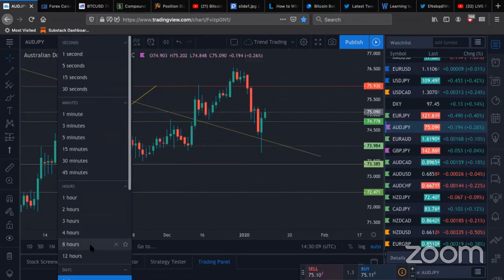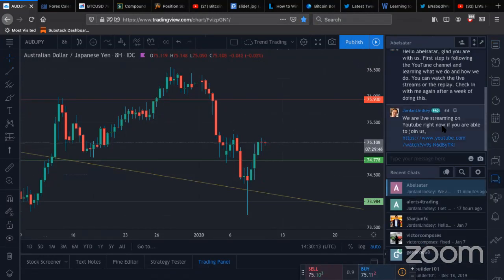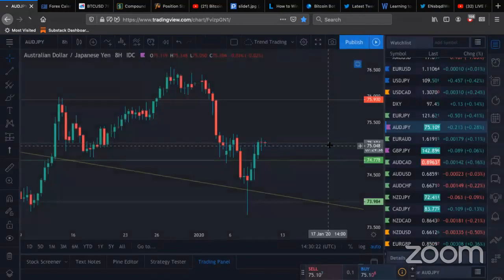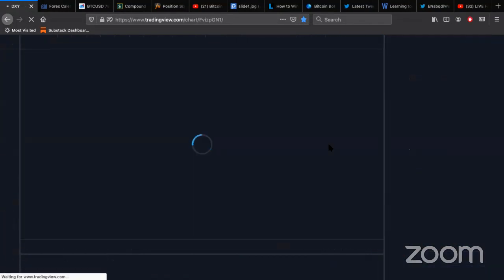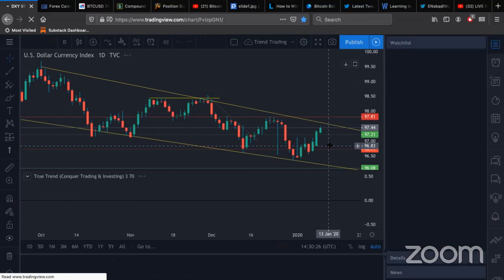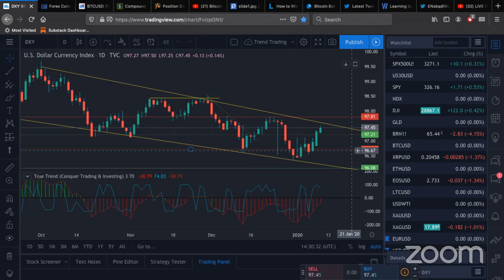So, King, that doesn't come through yet. We're going to wait for it, and as soon as it comes through, I'll be looking for it. I don't know what's going on or how long it takes. I'm going to try and refresh this page real quick, and then I'm going to take a look at the Australian dollar, Japanese yen. There it is. All right.